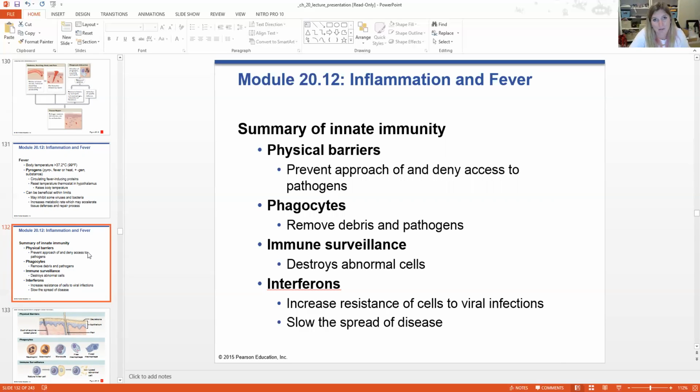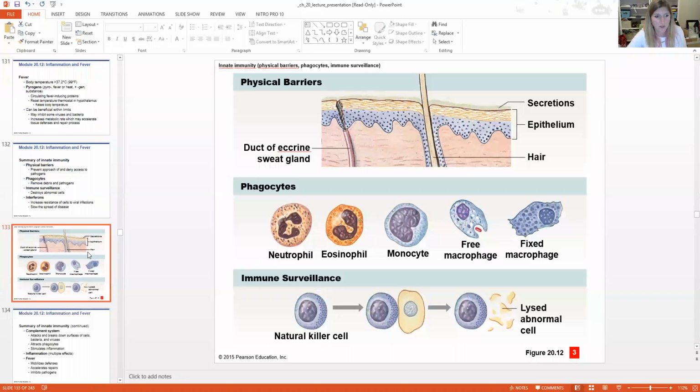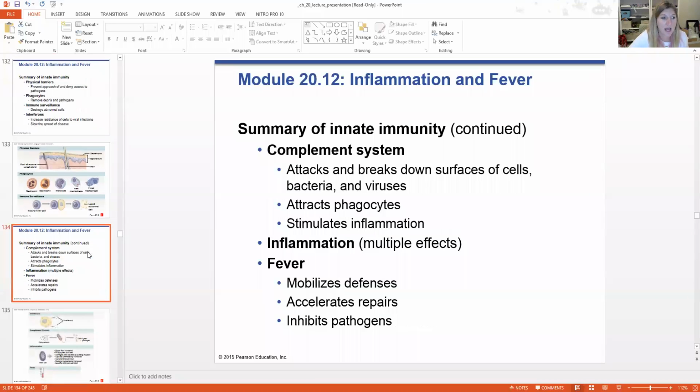Draw it out, add information, add drawings, specifics, right? Details. When you graph it out, you're going to remember it more. The more colorful and animated you are when you create this graphic organizer, the more likely you are to remember it when you're studying. So here are some of our physical barriers, phagocytes, and immunological surveillance. And then, of course, our complement system, inflammation, and fever.